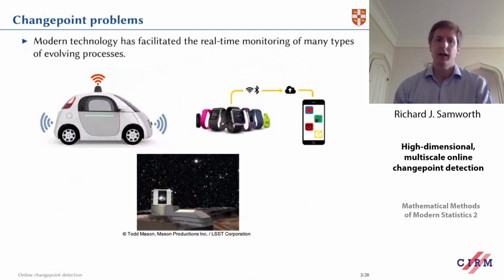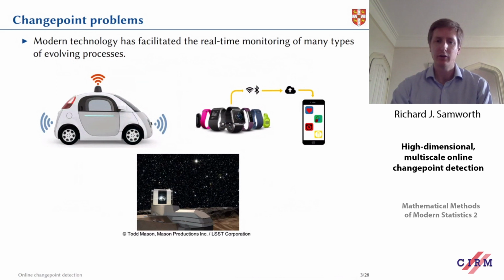Okay, so we all know that we're collecting vast amounts of data these days. An interesting feature of data that we collect is that a lot of the time it comes in the form of a data stream, a process that is evolving over time. So driverless cars are constantly picking up new data, wearable health devices similarly, and also astronomical sky telescopes, to just give examples.